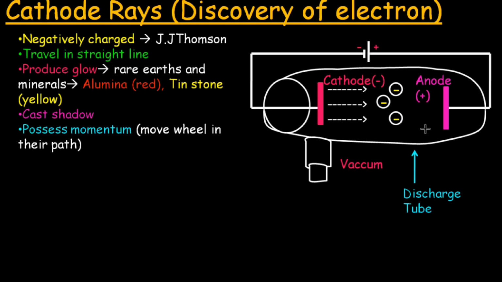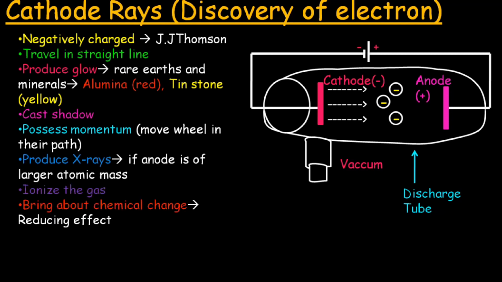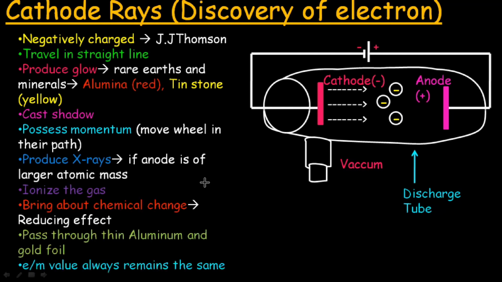If we place a wheel in the path of cathode rays, that wheel starts rotating, which means these cathode rays are material particles having certain mass and velocity, or in turn they possess momentum. These rays, if bombarded on an anode of large atomic mass, are able to produce X-rays. These rays ionize the gas, they bring about chemical changes because they have a reducing effect, and they pass through aluminium and gold foil.